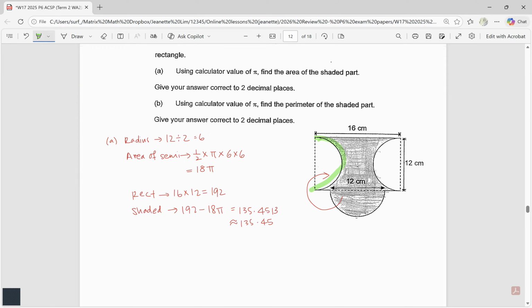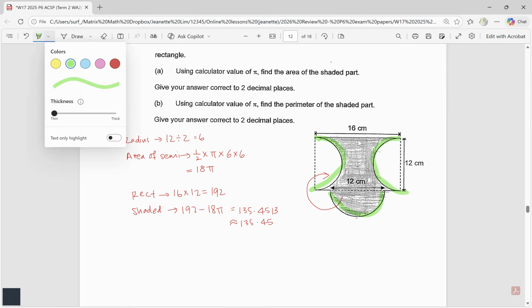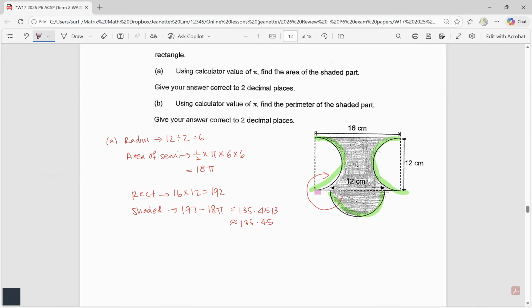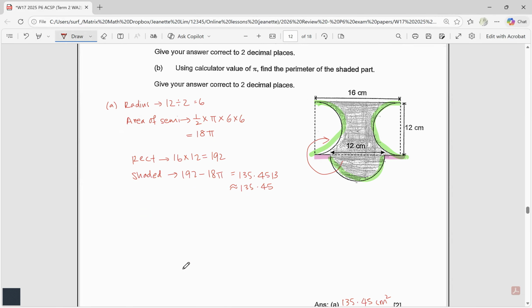Okay, this one you cannot combine. You cannot close up the gap now. The semicircle, the arcs will be counted 3 times. Then take note that there is actually this part here as well. That is part of the perimeter. Okay, let's find the green ones first, the arcs.